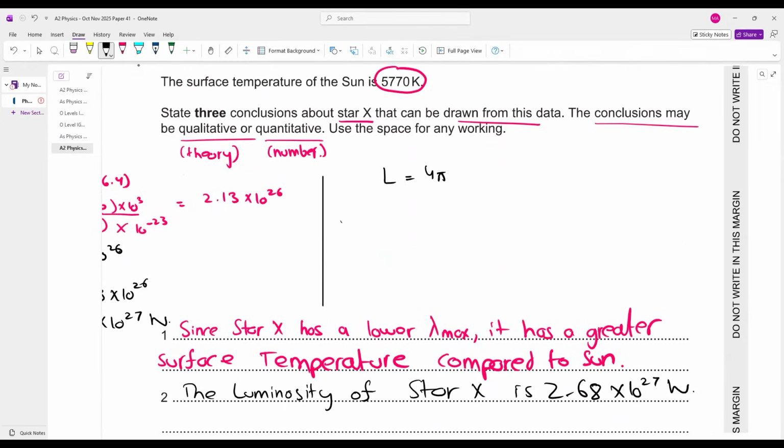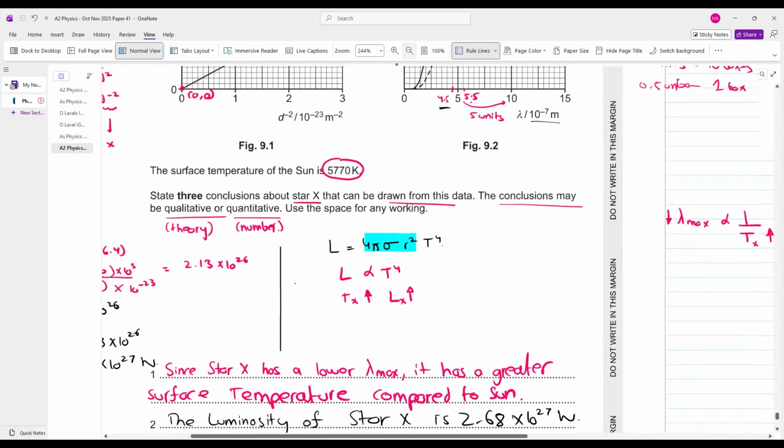Luminosity is equal to 4 pi Stefan-Boltzmann constant r squared temperature power 4. For star X, 4 pi, the Stefan-Boltzmann constant and the value of r are all constant. That means the luminosity is directly proportional to temperature power 4. Star X's surface temperature is higher. That means the luminosity of star X will be higher compared to the sun.